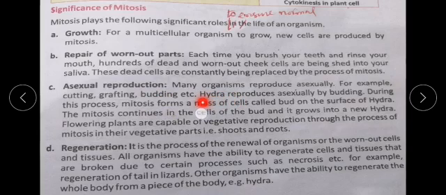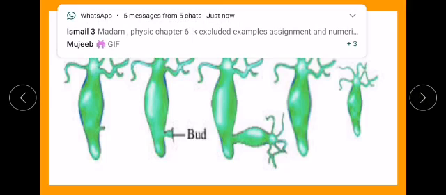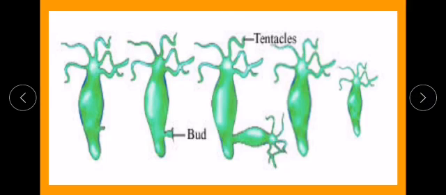Now, Hydra. Hydra is an animal which reproduces asexually by the process of budding. What happens in budding? During this process, mitosis forms a mass of cells called a bud on the surface of Hydra, like this. You can see over here, this is a Hydra. On its surface, some cells start dividing by the process of mitosis and grow out in the form of a small outgrowth which we call a bud.